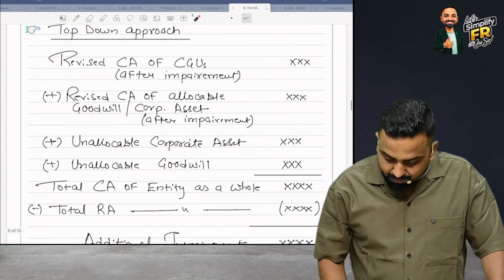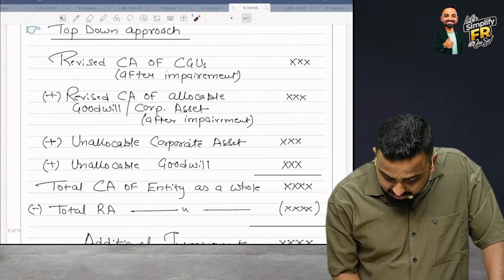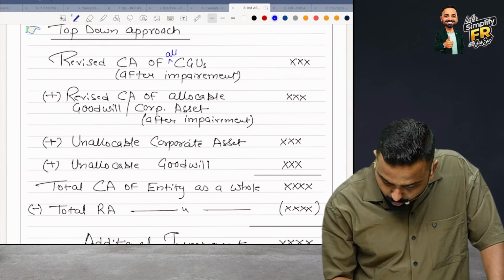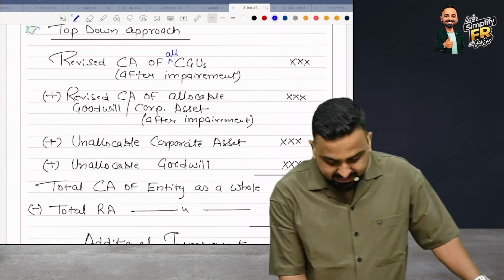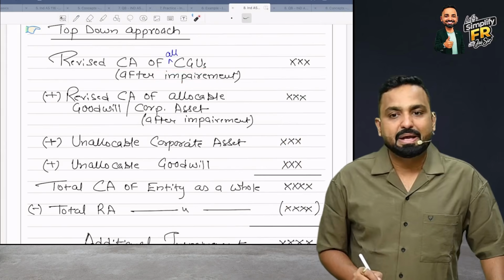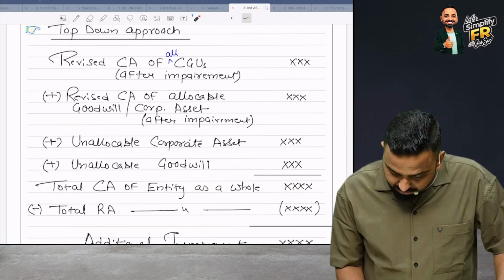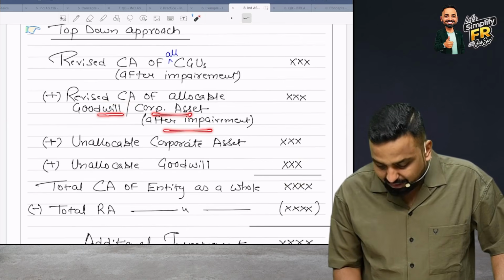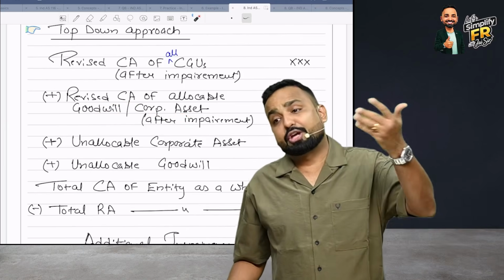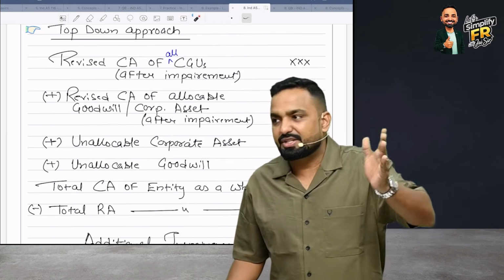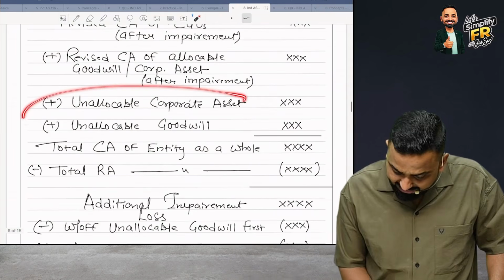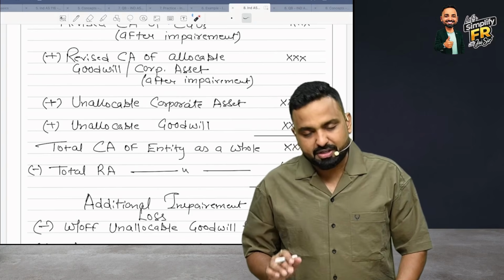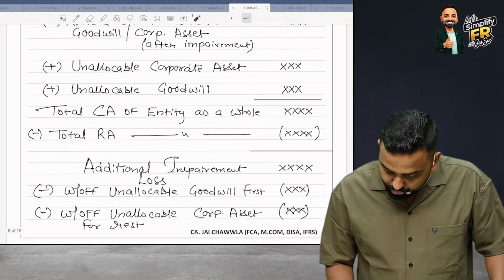Okay, so in the top-down approach, you first take the revised carrying amount of all CGUs after the impairment. Next, you take the revised carrying amount of allocable goodwill and allocable corporate asset after impairment. If such goodwill or corporate asset was allocable, it must have been impaired along with the CGUs. And then add these two things: the unallocable corporate asset and the unallocable goodwill.